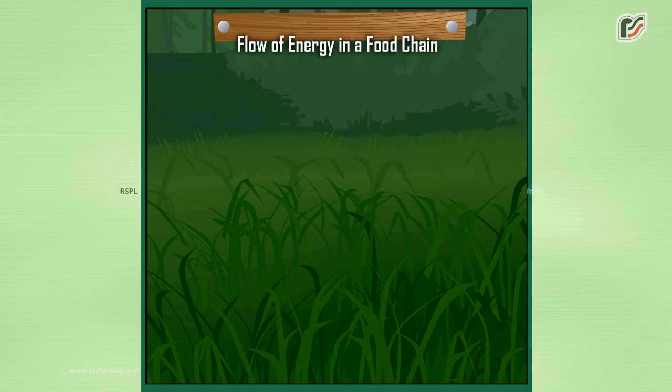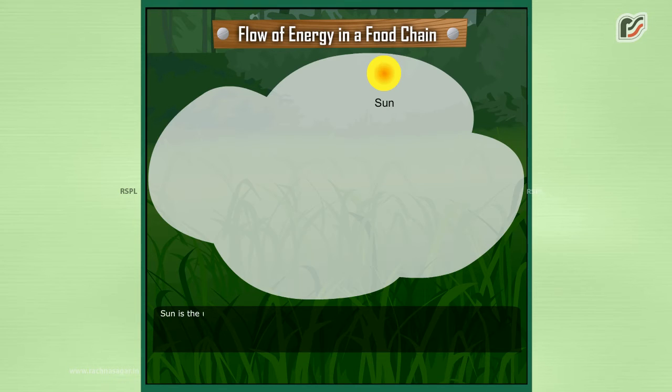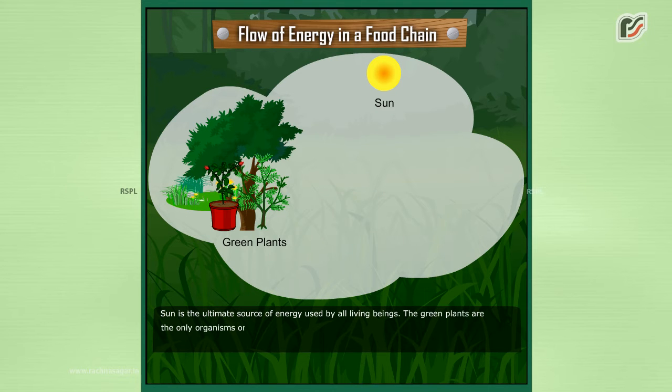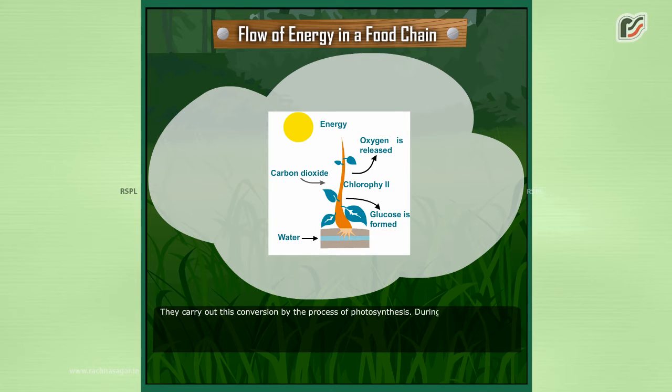Flow of energy in a food chain. Sun is the ultimate source of energy used by all living beings. The green plants are the only organisms on the earth which have a mechanism for trapping the solar energy and convert it into chemical energy in the form of food. They carry out this conversion by the process of photosynthesis.